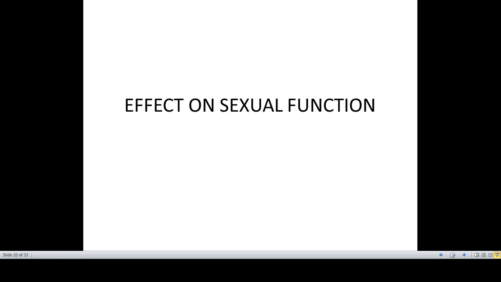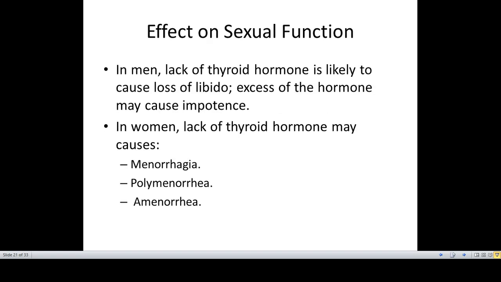The effect on sexual function includes that in men the lack of thyroid hormone is likely to cause loss of libido, and the excess may cause impotence. And in women, the lack of thyroid hormone may cause certain disorders like menorrhagia, which is increased menstruation, polymenorrhea, and amenorrhea. So decreased thyroid hormone in women may cause these disorders.